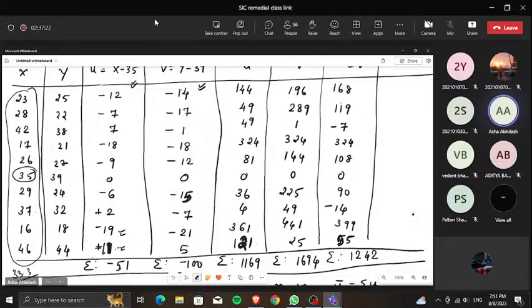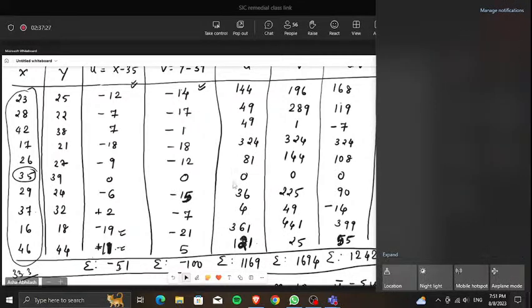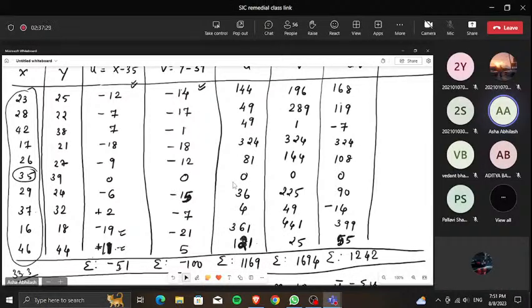I have just taken one value from that, which lies between the lowest and upper value, in the middle. Just taken in that way, that's all.